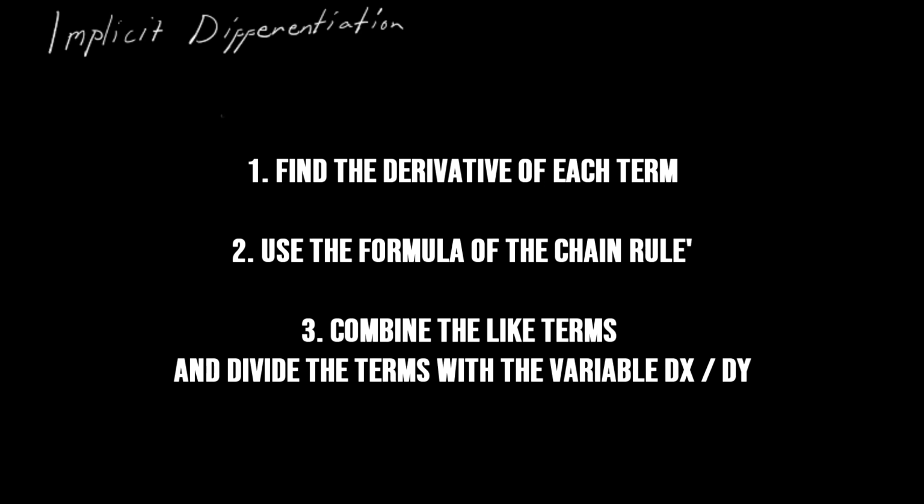Now we're done with all the rules in finding derivatives. Next, let's have implicit differentiation, which also includes finding derivatives. There are 3 steps in finding the implicit differentiation. The first is to find the derivative of each term in the given. The second step is to use the formula of the chain rule, which is y prime is equal to n times u raised to n minus 1 times u prime. The third step is to combine the like terms and divide the terms with the variable dy over dx.